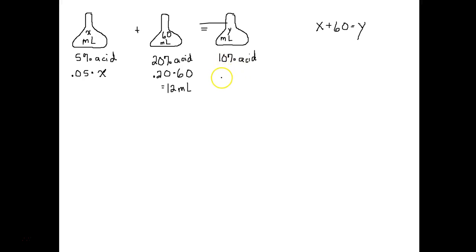And then down here, 10% of Y. 10% acid, so 0.10 times Y milliliters. So the amount of acid in the first solution plus the amount of acid in the second solution will have to equal the amount of acid in the mix. So this gives us another equation to work with. 0.05x plus 12 equals 0.10y.